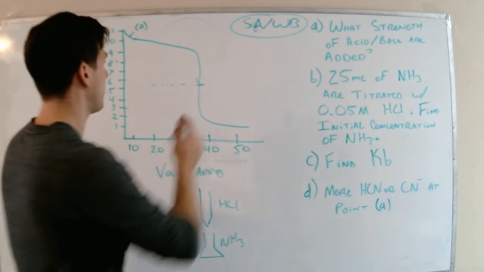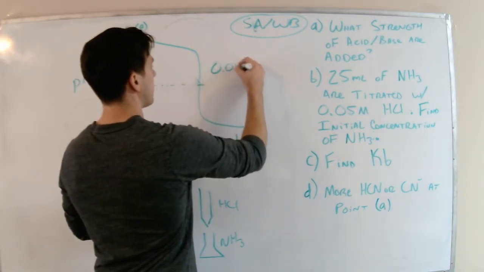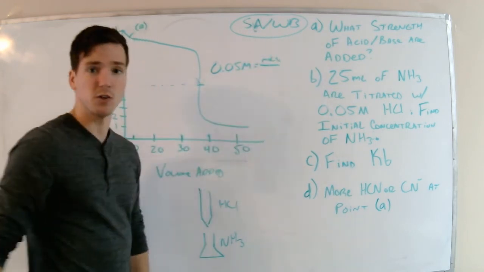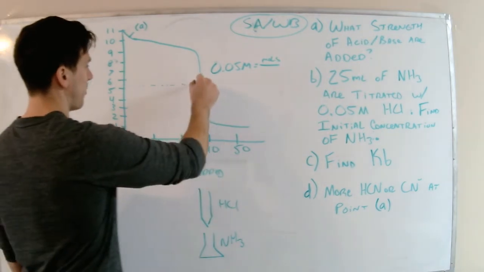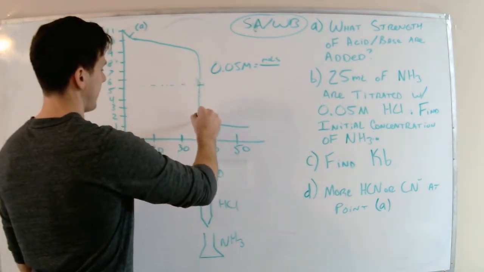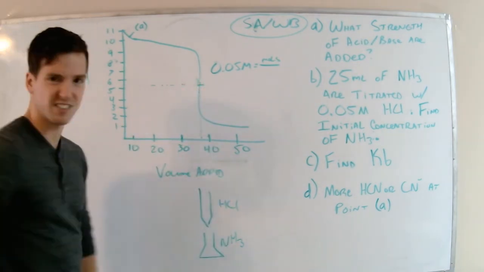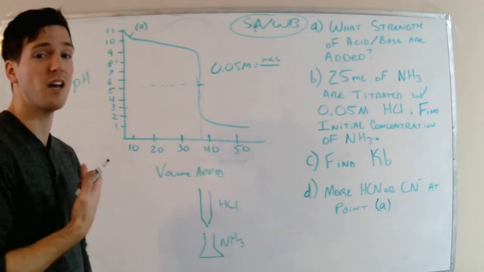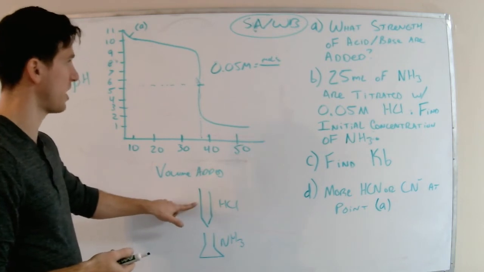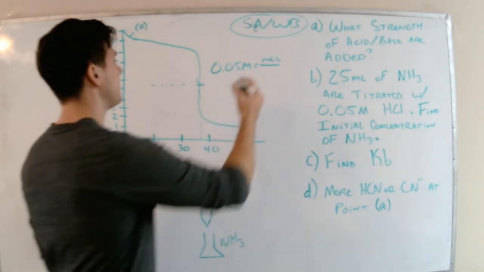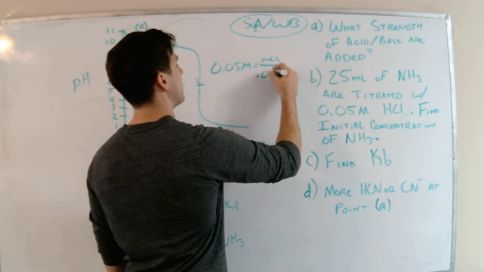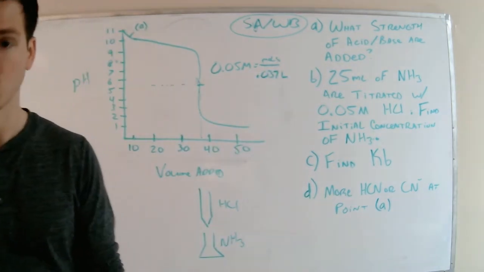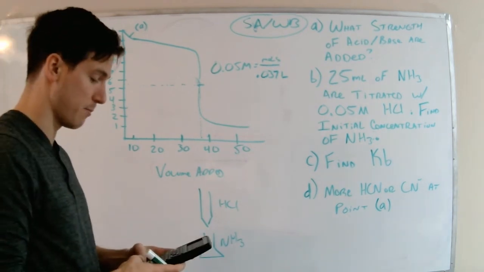I know my molarity of acid is 0.05. Moles, I don't know. That's what I'm going to find. But volume, let's look at the equivalence point, and I'm going to go straight down. That looks somewhere around 37-ish. So I used 37 milliliters of HCl before all the moles got eaten up. That's going to be somewhere around 0.037 liters. So let's multiply those together to get moles of our acid.